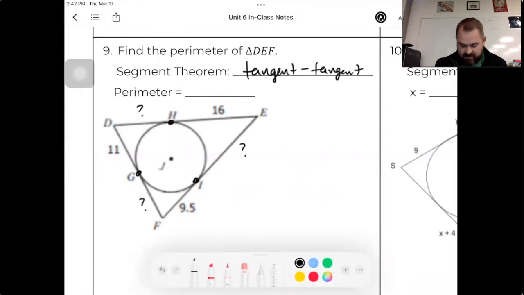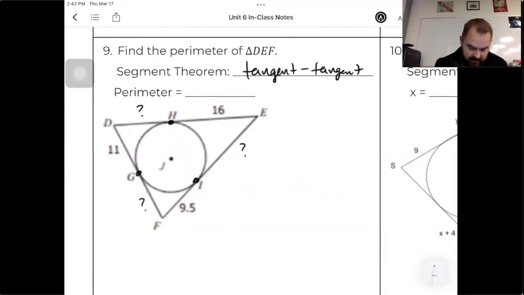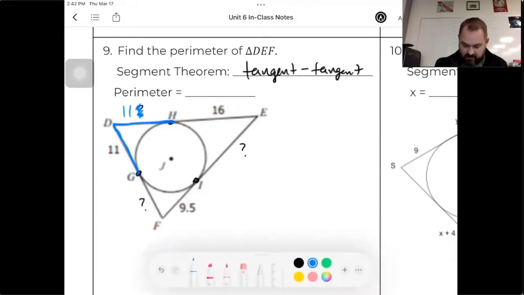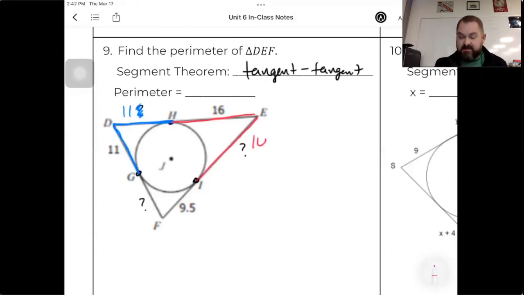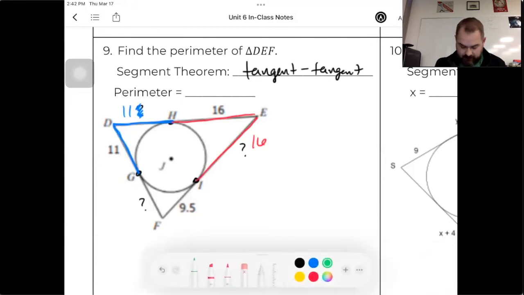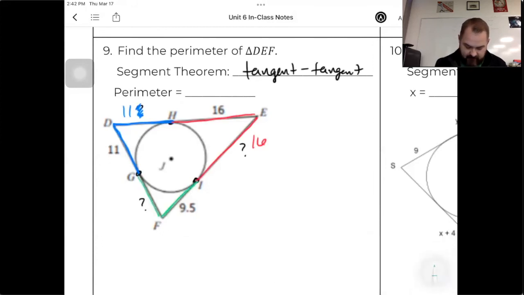Well, what you notice is DH and DG are tangent segments that have to be equal. That means DH has to be 11. In the same way, HE and IE are tangent segments that have to be equal. So that one's a 16 as well. And at the bottom side here, GF and IF both have to be the same 9.5 because they're tangent segments. And remember, tangent equals tangent.